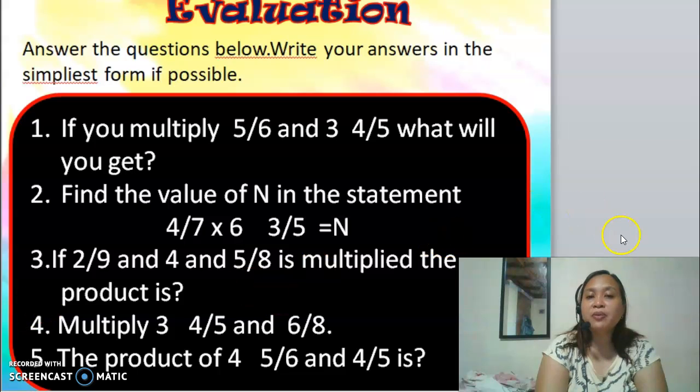Now, on your paper and pencil, I want you to answer the following. Number 1. If you multiply 5/6 and 3 4/5, what will you get? Number 2. Find the value of n in the statement 4/7 times 6 times 3/5. If 2/9 and 4 5/8 is multiplied, what is the product? Multiply 3 4/5 and 6/8. The product of 4 5/6 and 4/5 is?